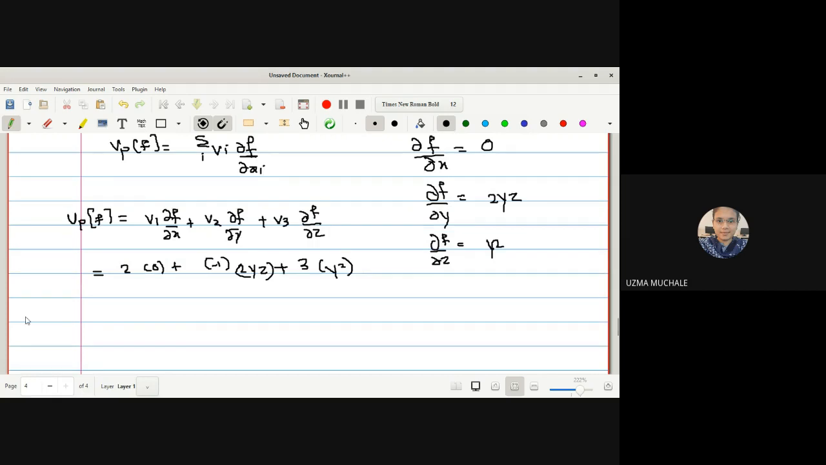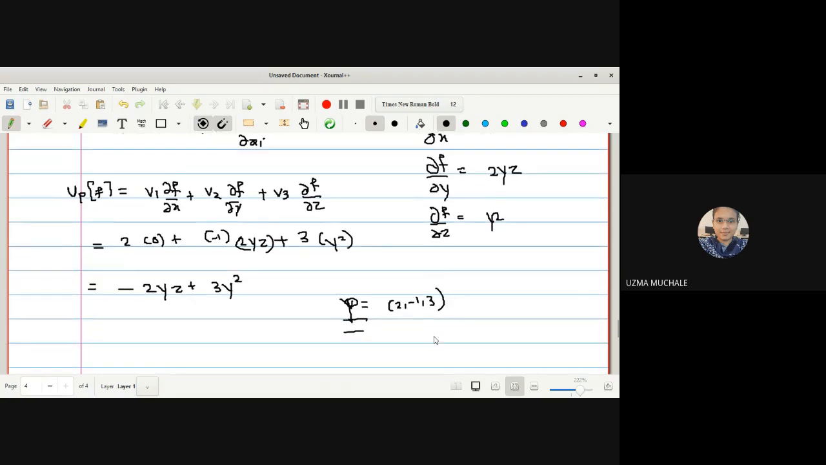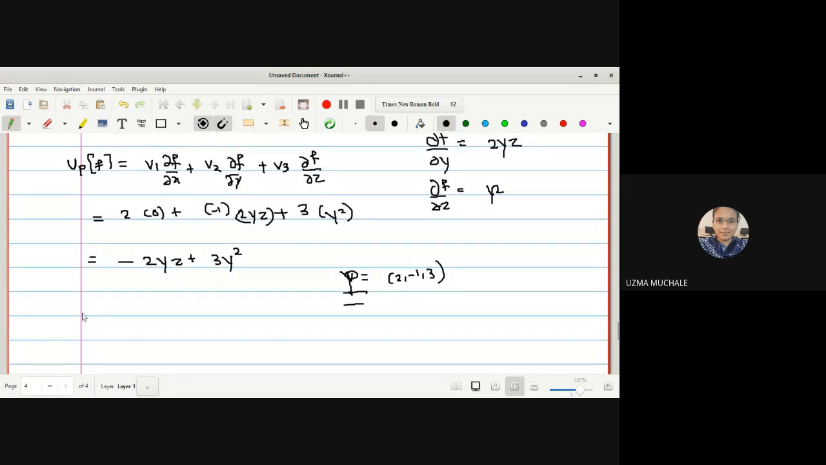Okay. So what is the resultant? We have to find out this as minus 2yz plus 3y square. But we have to find out the value of this one at a point P. What is our point P? 2, minus 1, 3. So we have to evaluate the value at P equal to (2, minus 1, 3).